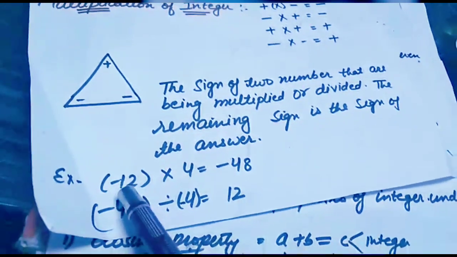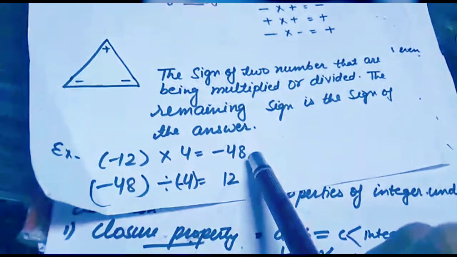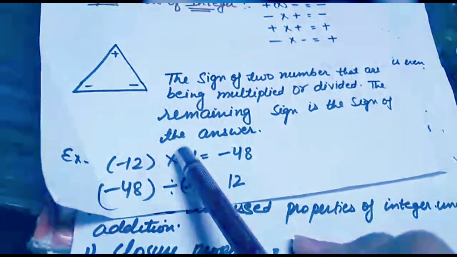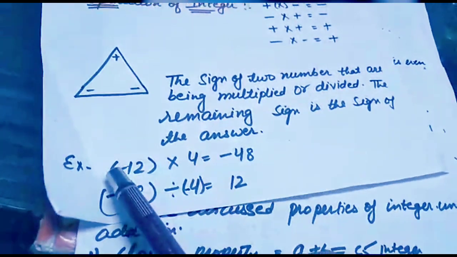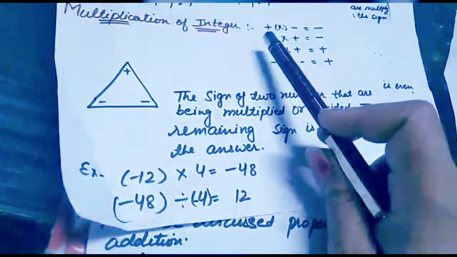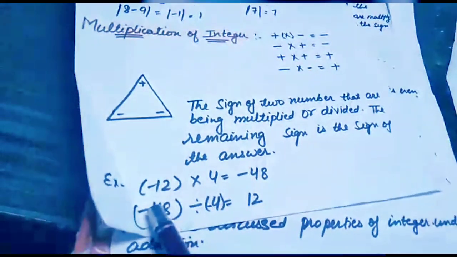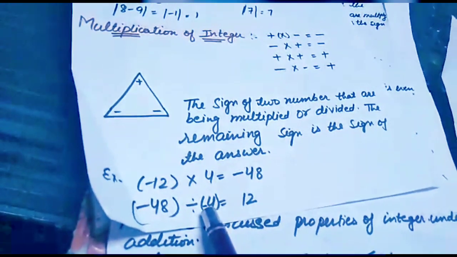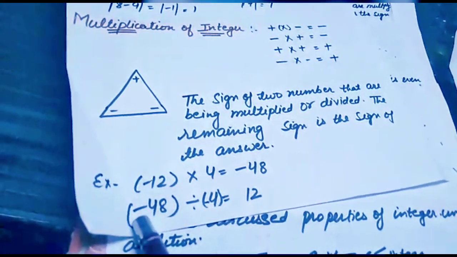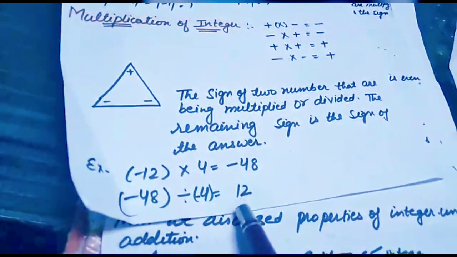For example, minus 12 multiplied by 4, we get minus 48. Minus is a minus sign, and plus 4 has a positive sign. Positive multiplied by negative, we get a minus sign. Minus multiplied by positive, we get a minus sign. Minus into minus, multiply, divide. Here is the division. When we divide minus by minus, we get a positive sign.